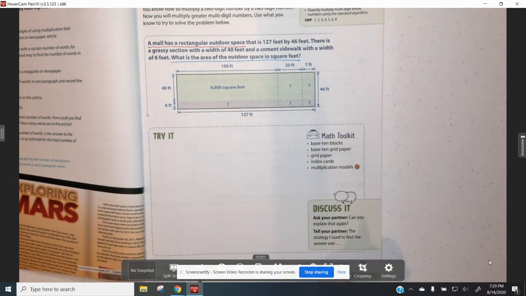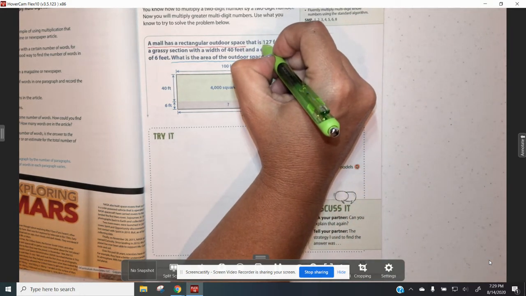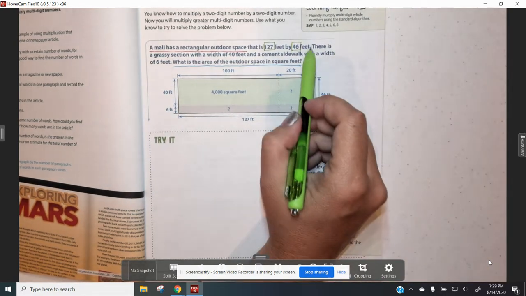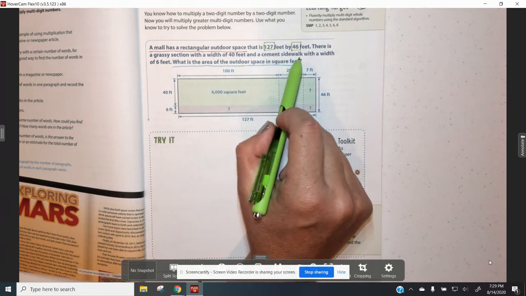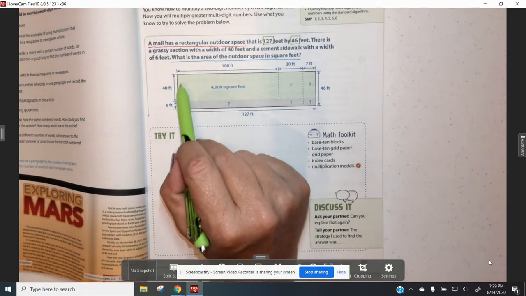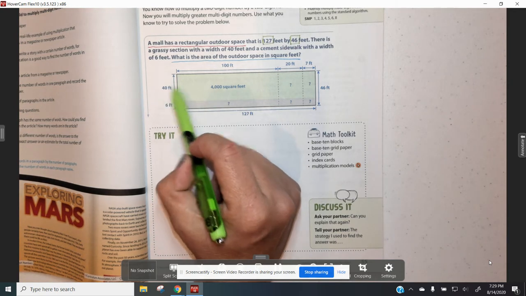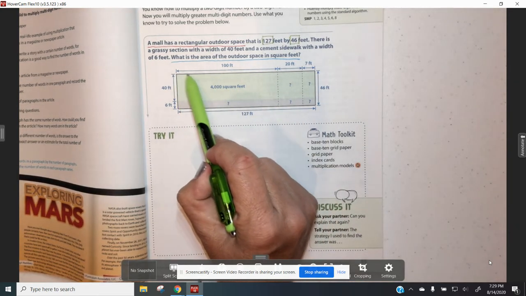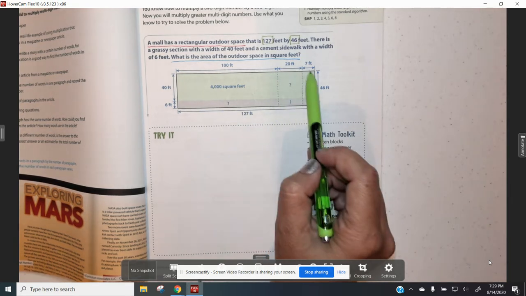So that takes us to, what is our important information? So our important information is that it measures 127 feet by 46 feet. Now there's some other information here. There's a grassy section with a width of 40 feet and a cement sidewalk with a width of 6 feet. They're giving you some more information because they're helping you recognize that you can break up this 46 into 40 and 6. And then they've already broken up this 127 into hundreds, tens, and ones.